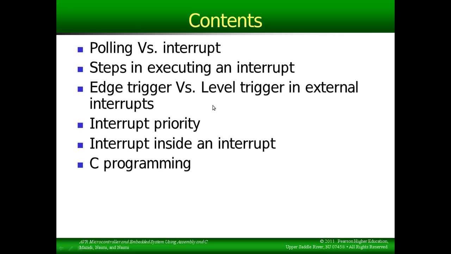We're going to look in depth at interrupts that come from external sources, so we'll examine external trigger versus level triggers in external interrupts. Interrupt priority is an important topic, and then look at what happens if an interrupt is generated during another interrupt. And finally, the presentation will show an example of a C program that uses interrupts.